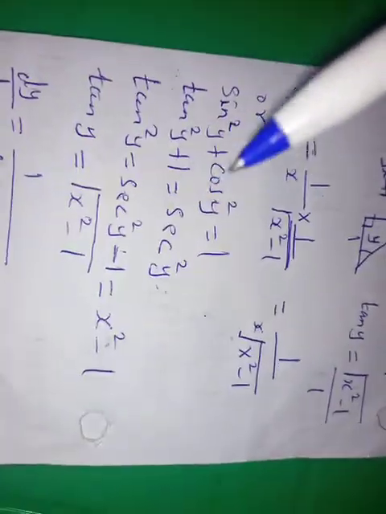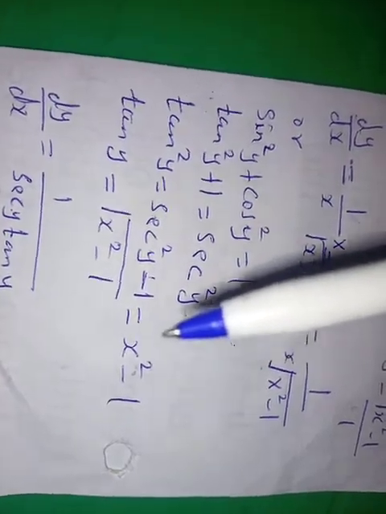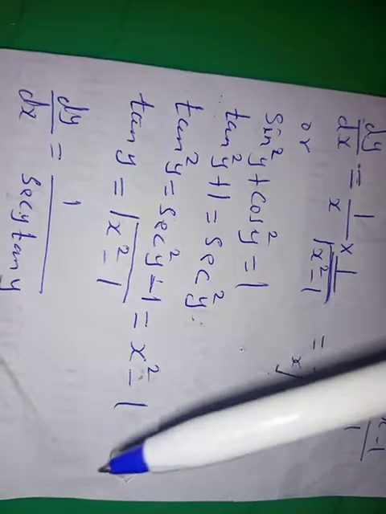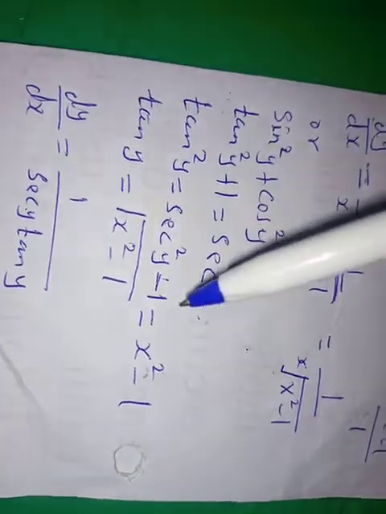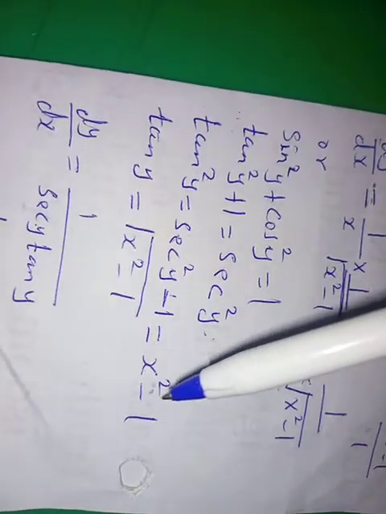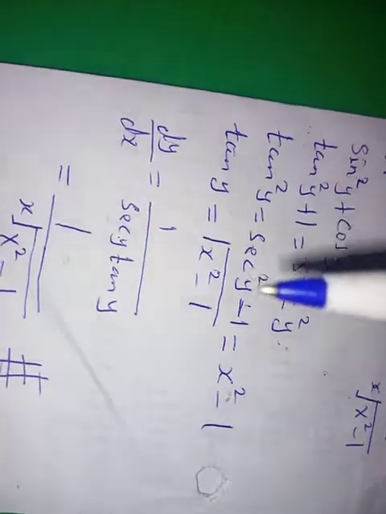Since we know from this statement that sec y is equal to x, you substitute sec y with x, and you will get x squared minus 1. Take the square root on both sides. The square root of tan squared y is tan y. The square root of x squared minus 1 is this one. That is the square root.